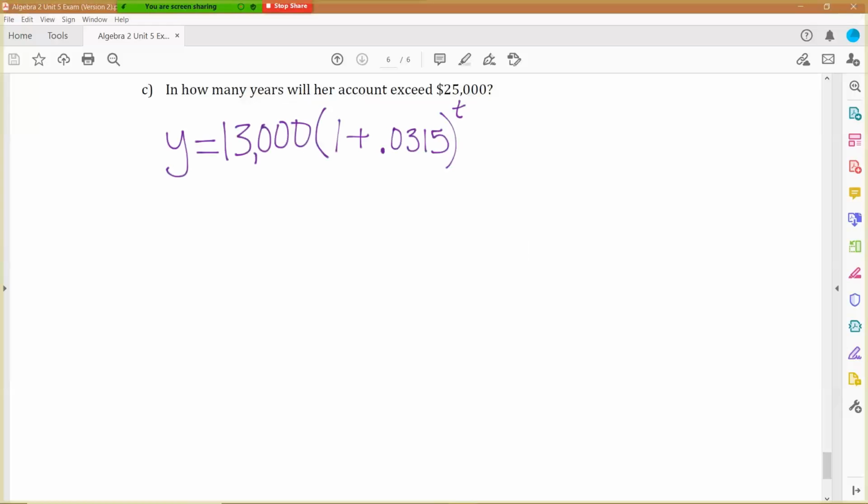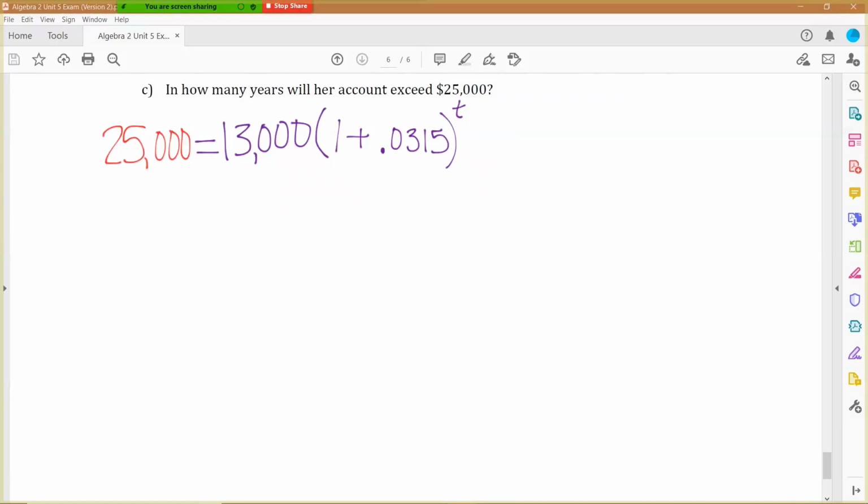So for part C, we want to know in how many years will her account exceed $25,000. So in this case, they're not giving you the time, they're asking you to find the time. They're giving you the Y value, the amount of money they want in her account. So this time we're not replacing the T with 25,000, we're replacing the Y. And now we're going to solve for T.